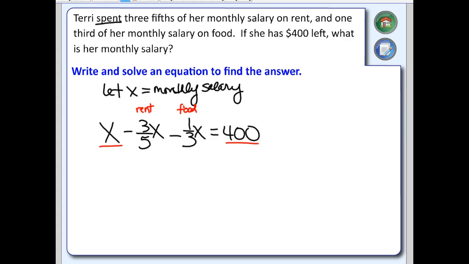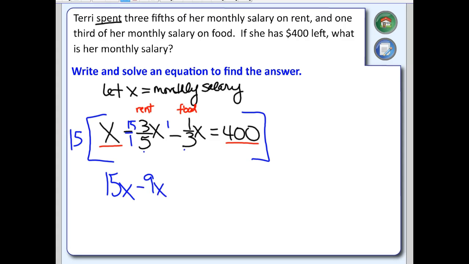All right. Oh, we've got fractions. How are we going to solve this equation? Yeah, we're going to multiply by the LCD. Pretty obvious. If we have 5 and 3, what are we going to multiply everything by? 15. Good job. All right, so here we go. 15 times x is 15x. If I multiply this by 15, we're going to get minus 9x. And then if I multiply this by 15, we're going to get minus 5x equals 400.